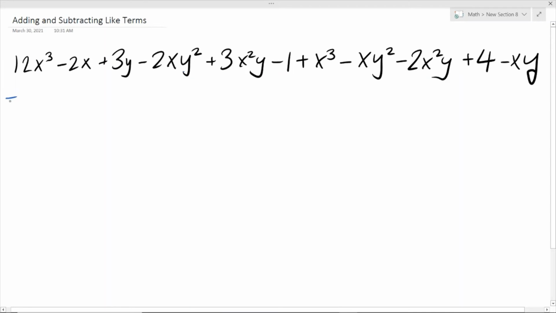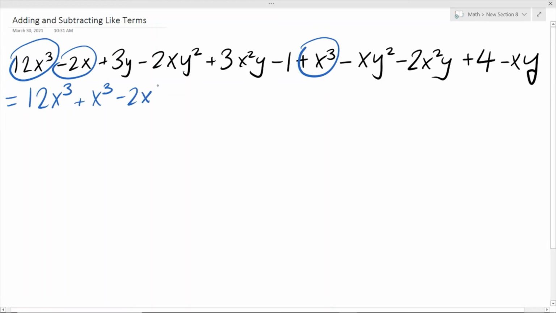So let's look at 12x to exponent 3. We're going to copy that. And then we do have a like term for it. Positive x to exponent 3. So we're going to write that down as well. So we circle what we write. And then let's just copy negative 2x for now. We don't have any other like terms of x.